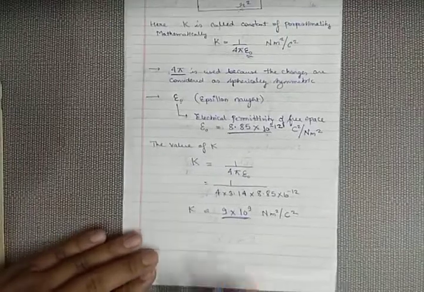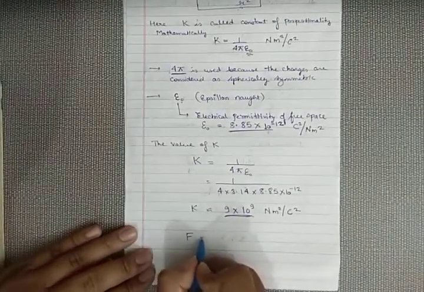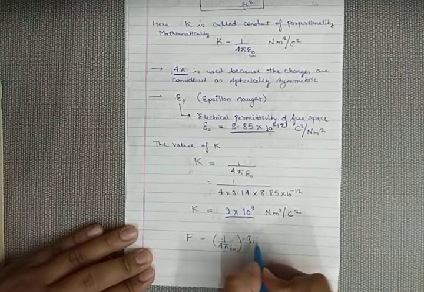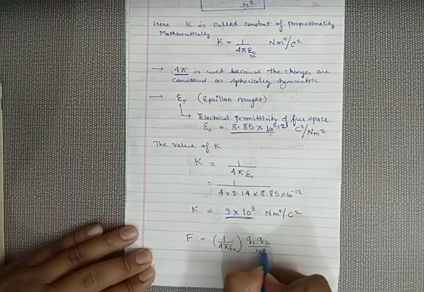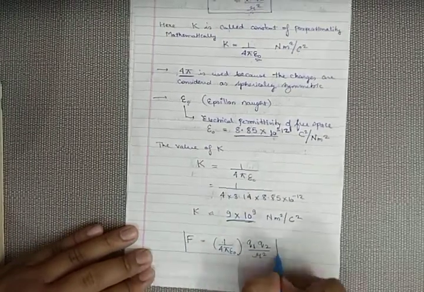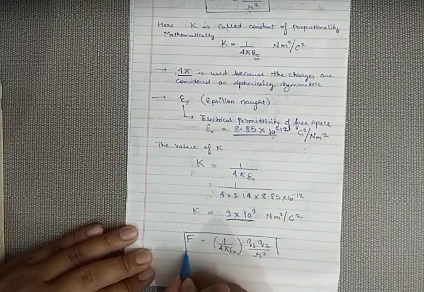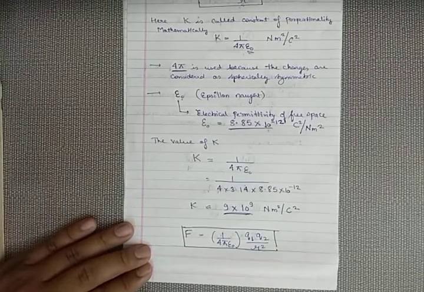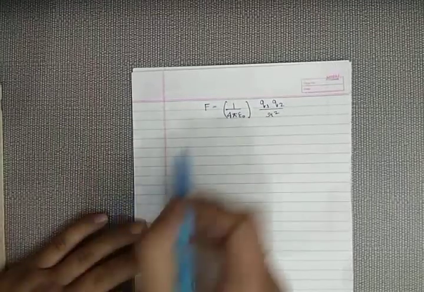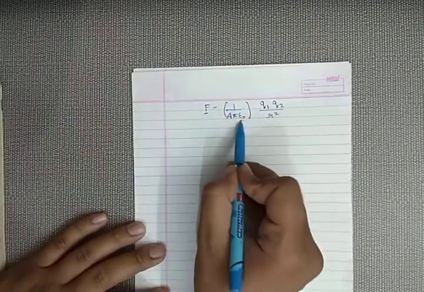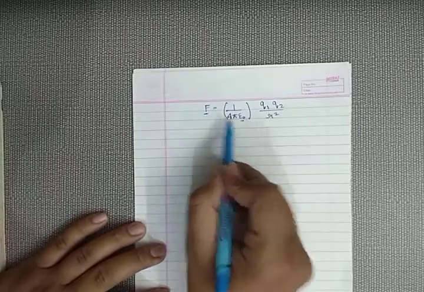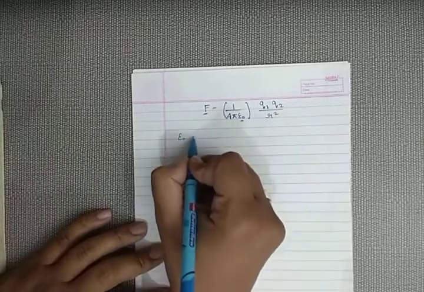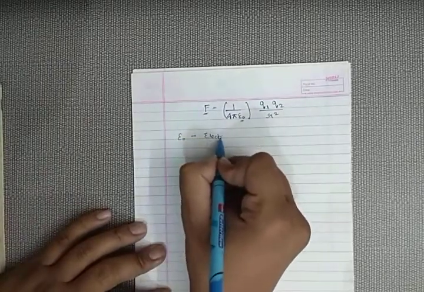So we can write Coulomb's law as F equals 1 upon 4 pi epsilon naught Q1 Q2 upon R square. So this is our mathematical expression for Coulomb's law. Now see here the relation between this F and this epsilon naught. Try to understand, this force is inversely related to this epsilon naught. Now this epsilon naught, we have written it as electrical permittivity.